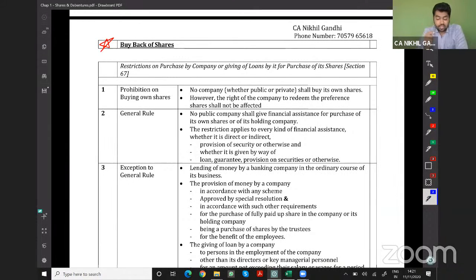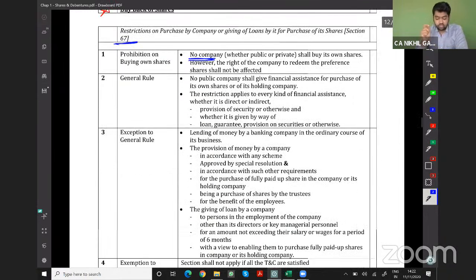First condition, as per section 67, no company, whether public or private, shall buy its own shares. However, the right of the company to redeem the preference shares shall not be affected. Means you can redeem your preference shares, but you are not allowed to buy your own shares, except under the following exceptions and rules. General rule: no public company shall give financial assistance for purchase of its own shares or its holding company's shares.